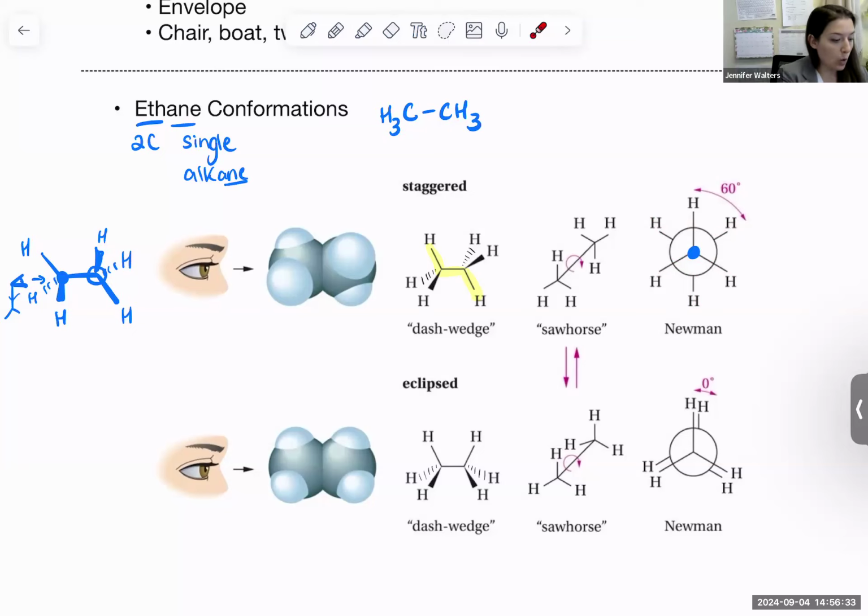Staggered is lower in energy. Eclipsed is higher in energy because now our bonds are closer together and our atoms are closer together. So we get that U shape going on. And when we're looking down that bond, now we have them directly on top of each other in the Newman projection. That's how the Newman projections are really helpful.